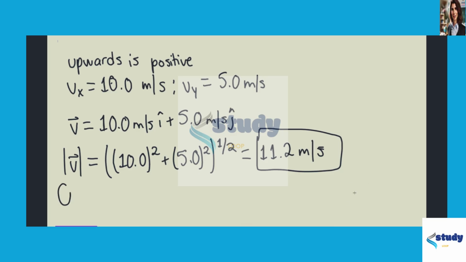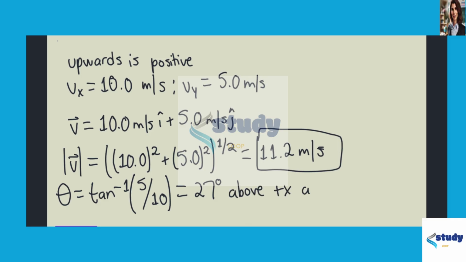And then to find the direction, we would take arctan of the y component, 5, divided by the x component, 10. So tangent inverse of 1/2, and this is equaling 27 degrees. We have a positive y and a positive x. So essentially, we're in the first quadrant. So it would be 27 degrees above the positive x-axis. So that would be for part A.